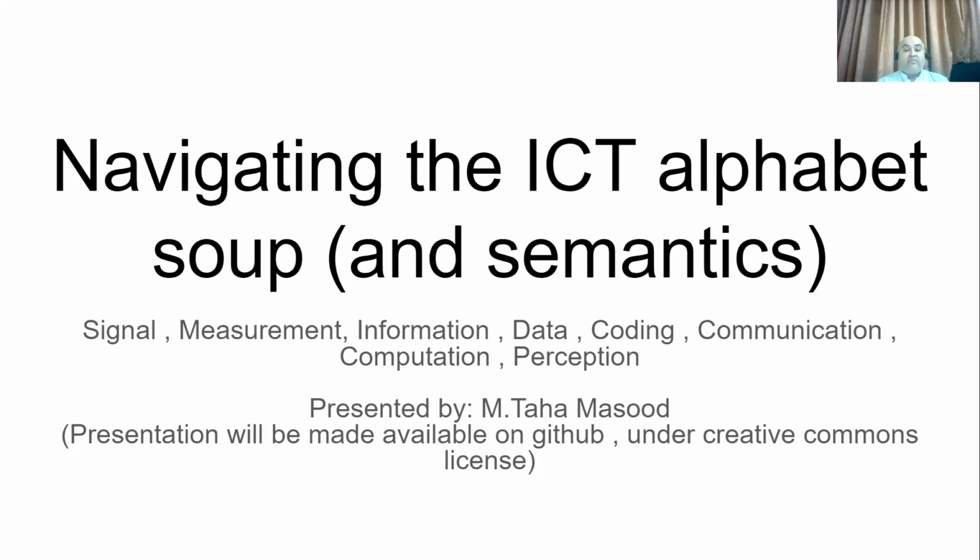Navigating the ICT alphabet soup. It's an alphabet soup, right? And the associated semantics. All right. So there are terms like signal, measurement, information, data. It's everywhere, right? Keep hearing about data processing, data transmission, this and that, big data. Then there's the concept of coding, communication, computation, and finally, perception.